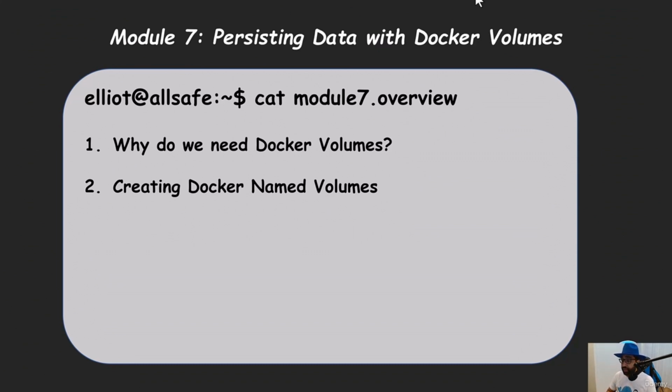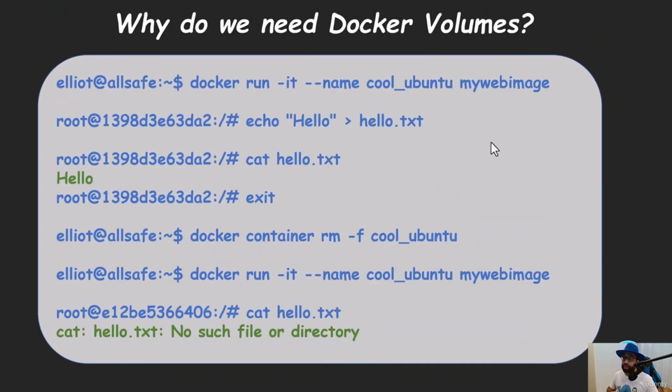Okay, so let's start with number 1. Why do we need Docker volumes? To put it simply, we need Docker volumes because we do not want to lose data. If you have created a container, let's say a MySQL container, and you have a bunch of databases on that container, and somebody has removed this container by mistake, you will be losing all your data. So we don't need that.